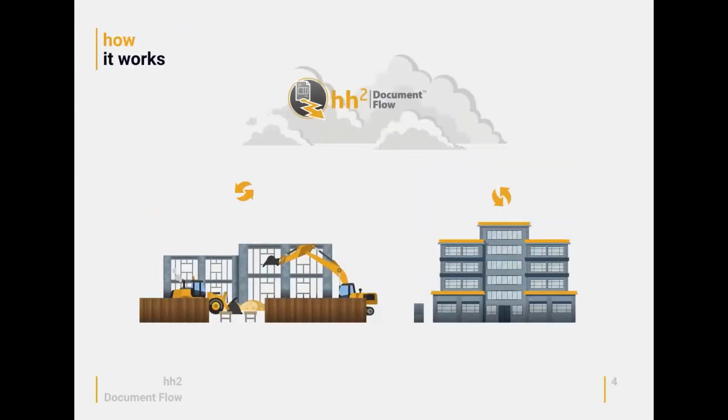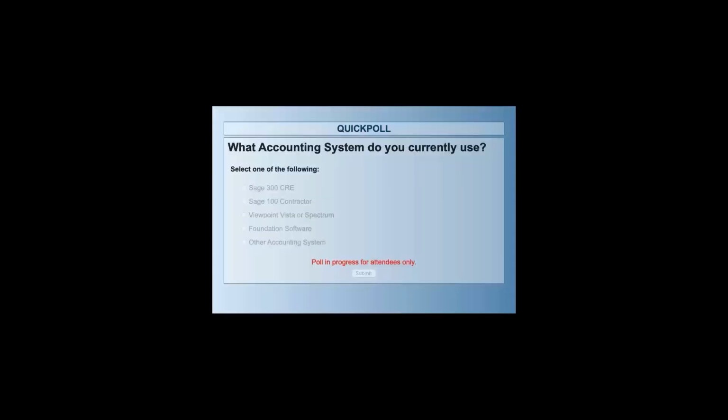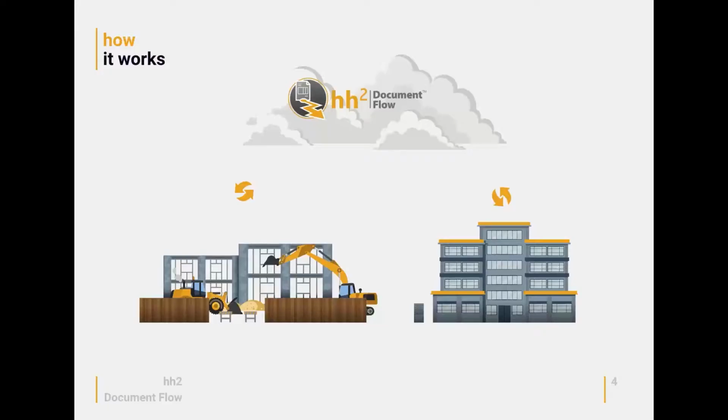hh2's document flow solution integrates directly with your accounting system. I'd love to launch a quick poll here just to see what accounting systems our attendees have. You're likely on Sage 300 CRE or Sage 100 Contractor. If you want to go ahead and let us know what you're on, it'll be helpful as we walk through the presentation. So it looks like everyone's on Sage 300, which makes it really clean and easy today. We'll go ahead and close that poll.